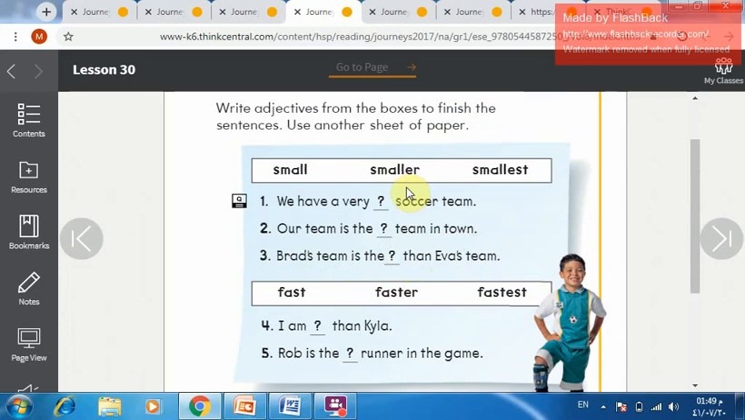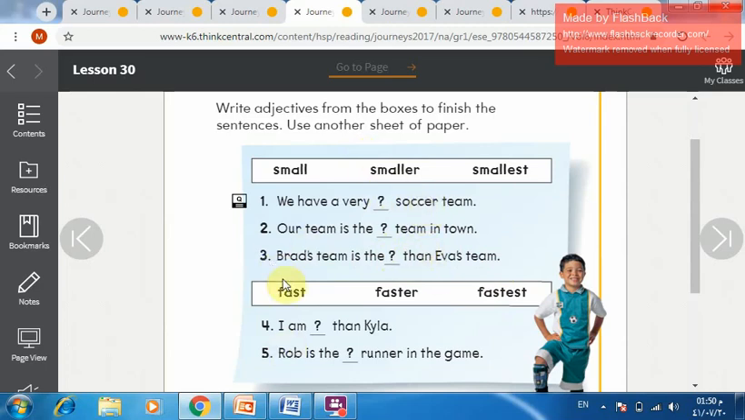So you think you're gonna choose which one? The correct answer is this one, is smaller than Eva's team. Cross this word out, don't forget. You need also to notice that this is the keyword than. Whenever you see than, this means I'm comparing two things. So you always choose the adjective with er.